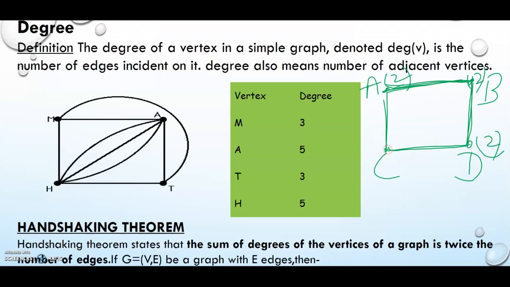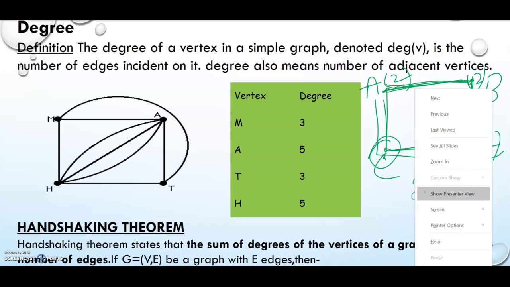From point C, there is C to A and C to D. So from this point there are two lines. Where a point is connected to other points, we call the number of those connections the degree of the vertex.